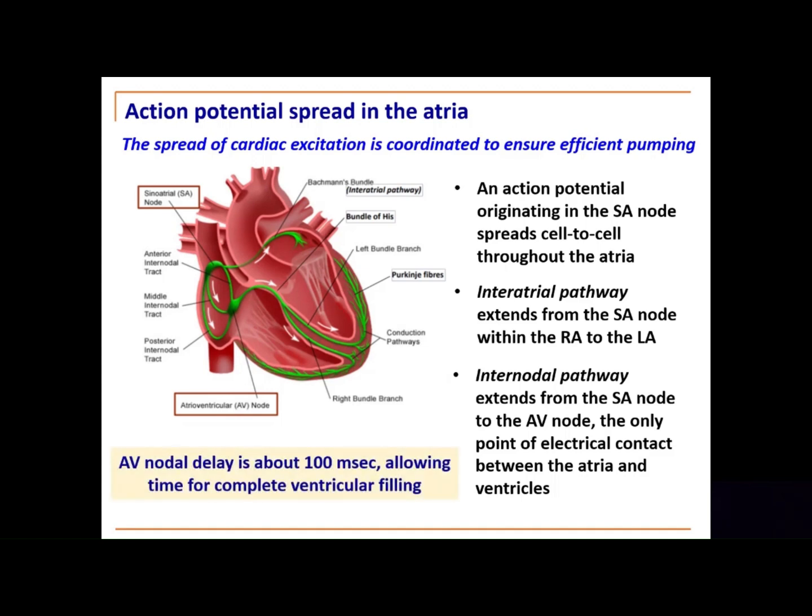And then when the electrical conductance gets to the AV node, there's a delay of about 100 milliseconds. And that just allows the atria to fully contract, and therefore the ventricles to fill, before the electrical current starts to spread throughout the ventricles and causes the ventricles to contract.